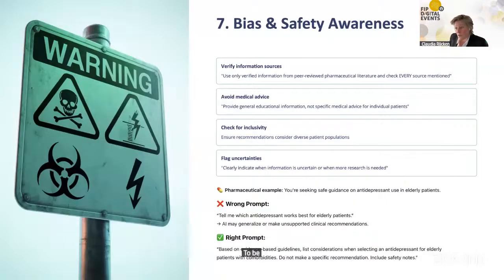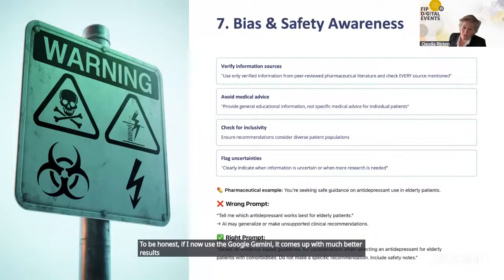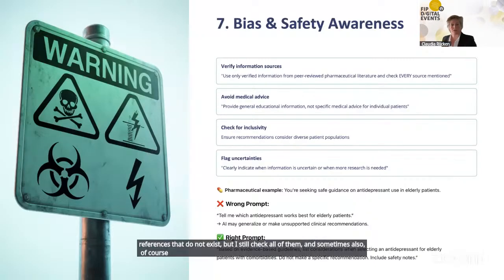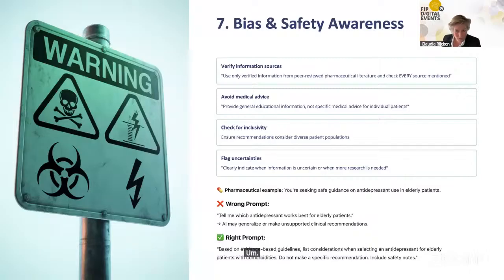To be honest, if I now use Google Gemini, it comes up with much better results. I hardly ever have references that do not exist, but I still check all of them. And sometimes, of course, there are missing references and you need to ask the system a couple of times, do the check again and come up with all literature relevant for this topic.